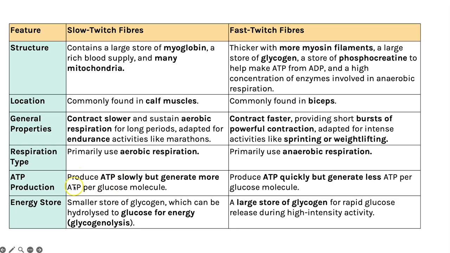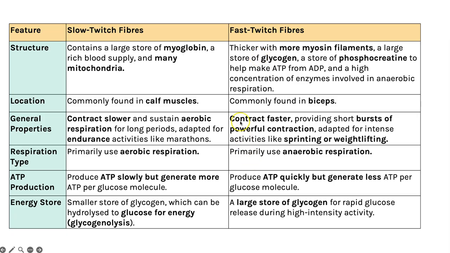So that means that they can generate more ATP because aerobic respiration produces more ATP than anaerobic, but it produces that ATP more slowly. So those are our key properties. It does also have a store of glycogen, but it's a smaller store compared to the fast twitch fibres.